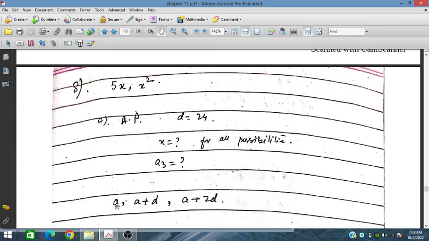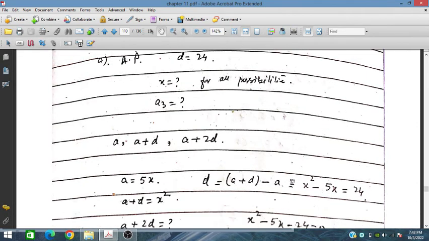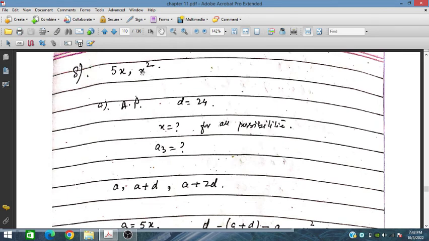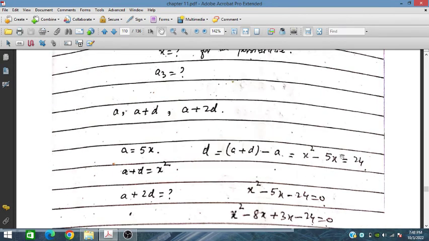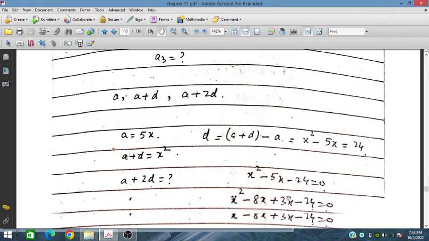So a is given as 5x, and a plus d is given as x squared. We have to find the third term, that is a plus 2d. So we start with a equal to 5x, and the difference a plus d minus a is equal to x squared minus 5x. This is a plus d, this is a. So the difference between these is d, which equals 24. So x squared minus 5x is equal to 24.